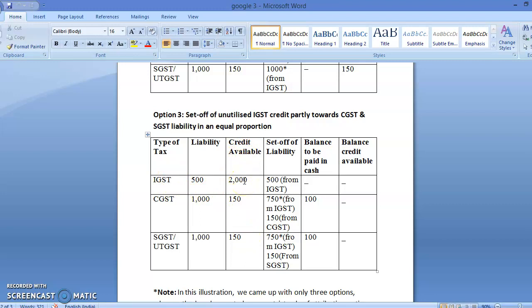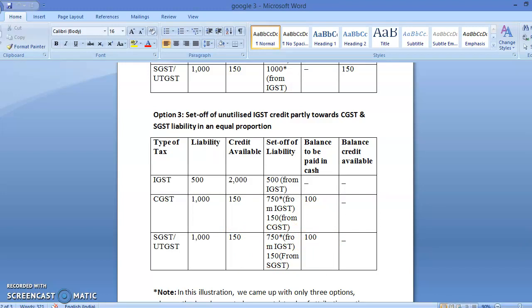When we divide equally, we can utilize 750 to set off CGST liability and 750 to set off SGST liability. Remaining 250, we can utilize CGST 150. So balance 100 needs to be paid in cash. Whereas in case of SGST also, similarly 750 is utilized from IGST credit available. Remaining 250, 150 from SGST credit available. So balance 100 to be paid in cash.